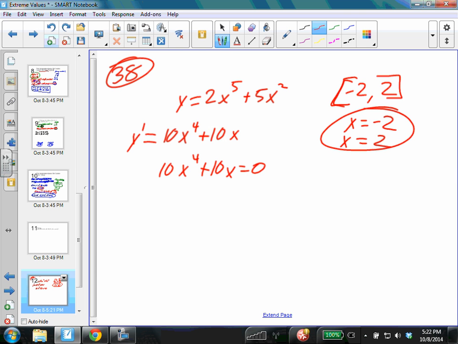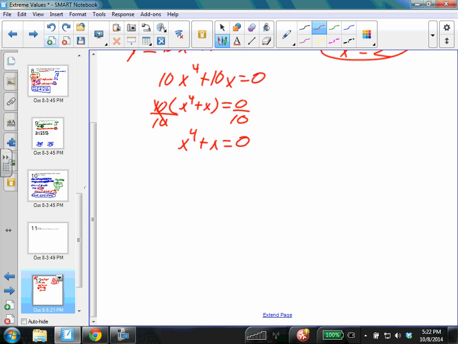Once again, with this one, just like some of the other ones, I could factor out a 10 here. This is 10 times x to the 4th plus x equals 0. And if I divide by 10, you don't have to divide by that 10 right now, but you can just make this thing a little bit easier. Equals 0.